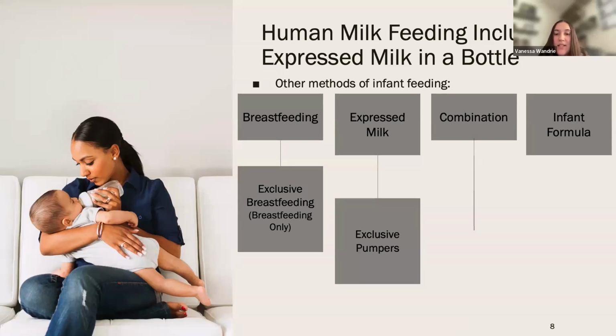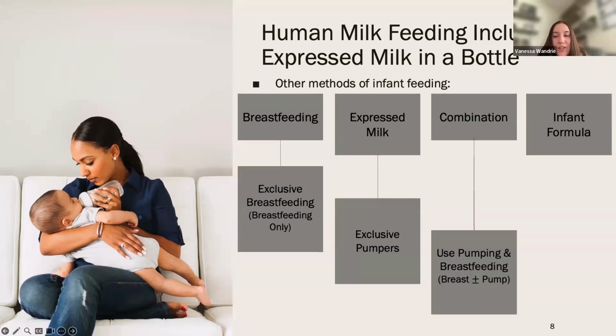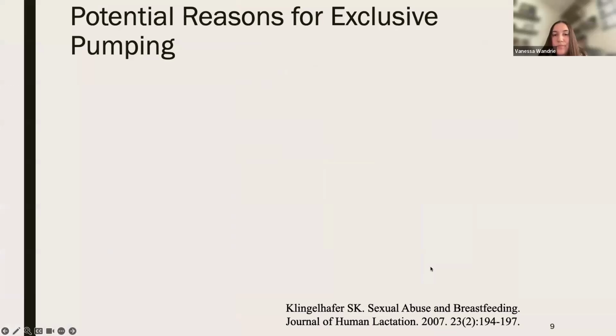Another option is exclusive breastfeeding, where mothers only feed their baby at the breast. We will call this the breastfeeding only group. Others may use a combination of feeding methods and feed pumped milk as well as at the breast. We will refer to this group as the breast plus or minus pump group. Meanwhile, some may use infant formula feeding.